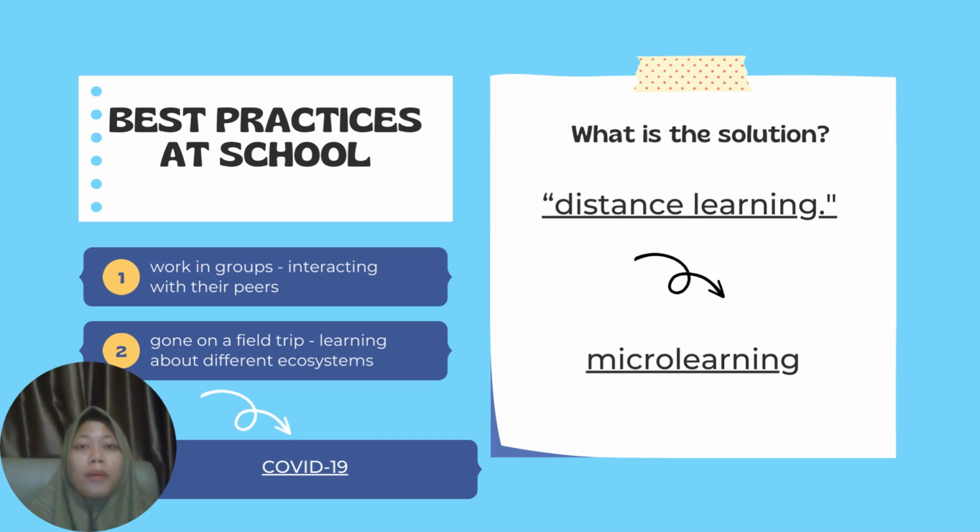Some people have been through some kind of formal schooling where they have probably had to work in groups because it is well established, and it is believed that students learn a lot when they interact with their peers. They might have also gone on a field trip to help them better understand the lesson they have been taught. For example, they can go to the forest and learn about different ecosystems in the forest. But then COVID-19 came along and threw away everything we know as the best practices in education.